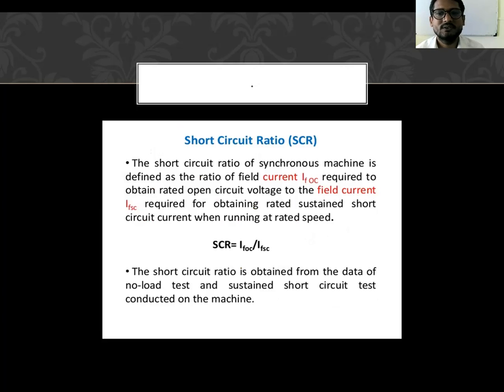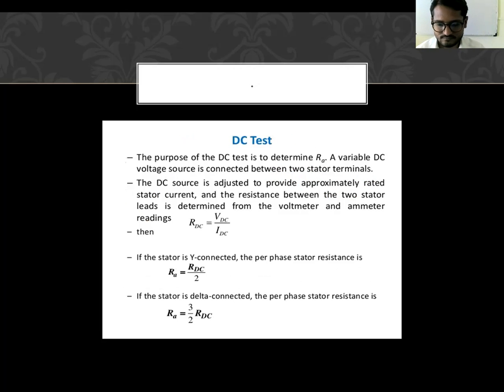So the short circuit ratio of a synchronous machine is defined as the ratio of the field current IFOC required to obtain the rated open circuit voltage to the field current IFSC required to obtain the rated sustained short circuit current when running at rated speed. Therefore, SCR equals IFOC upon IFSC. The short circuit ratio is obtained from the data of the no load test and sustained short circuit test conducted on the machine. So now we have to look at the DC test.